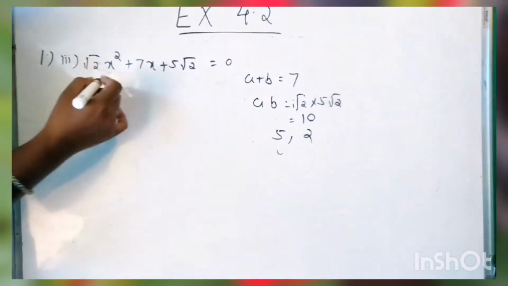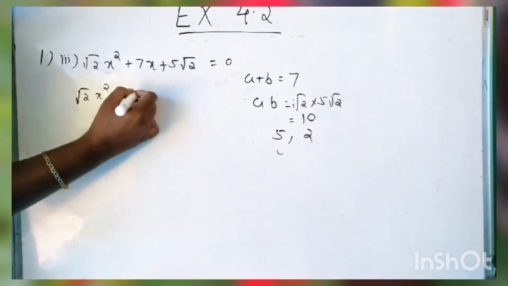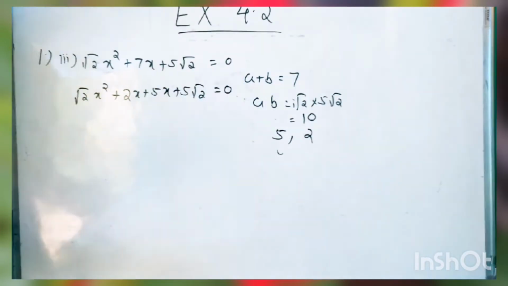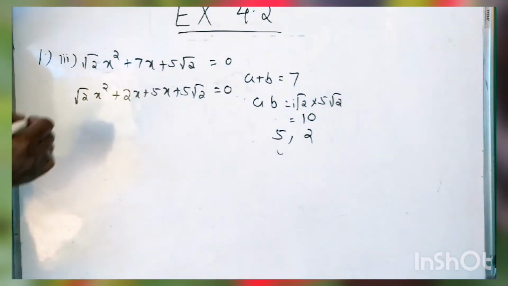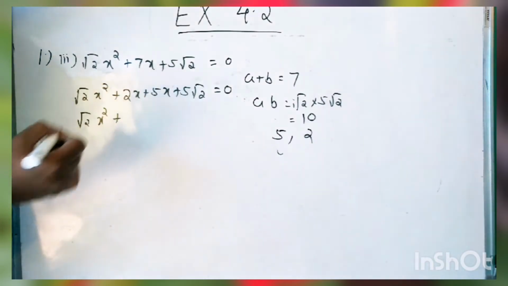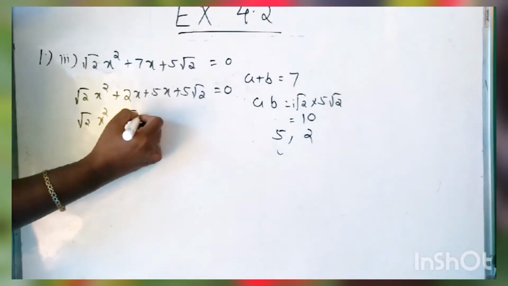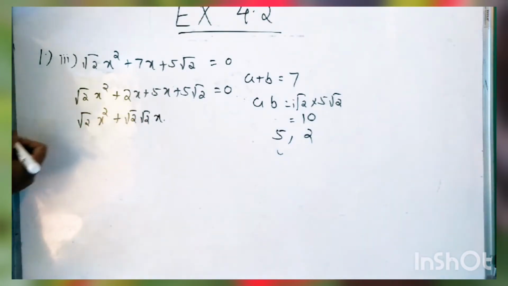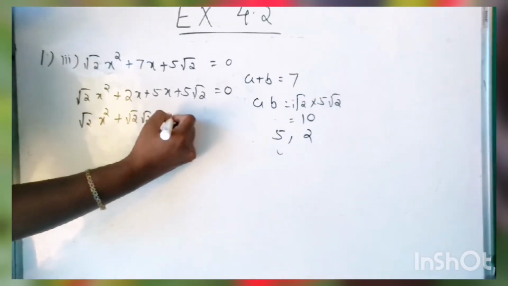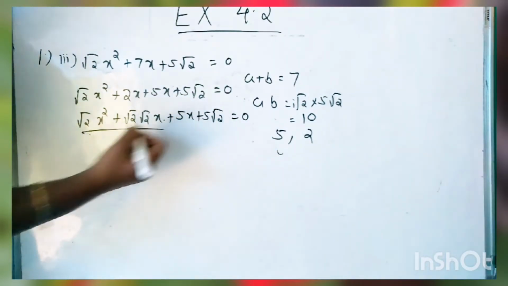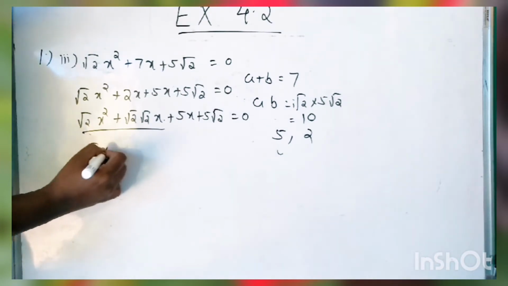Now split the 7x as 2x plus 5x, so we have root 2x square plus 2x plus 5x plus 5 root 2 is equal to 0. From the first two terms, take root 2x outside. We can write 2x as root 2 into root 2x. Now from these two terms, take root 2x outside.